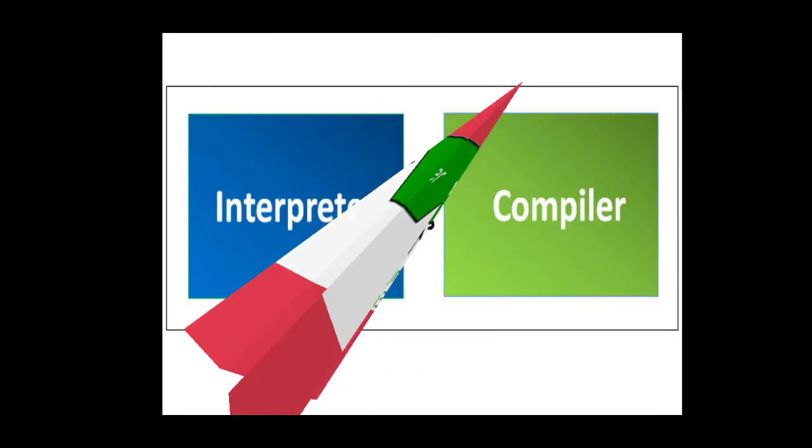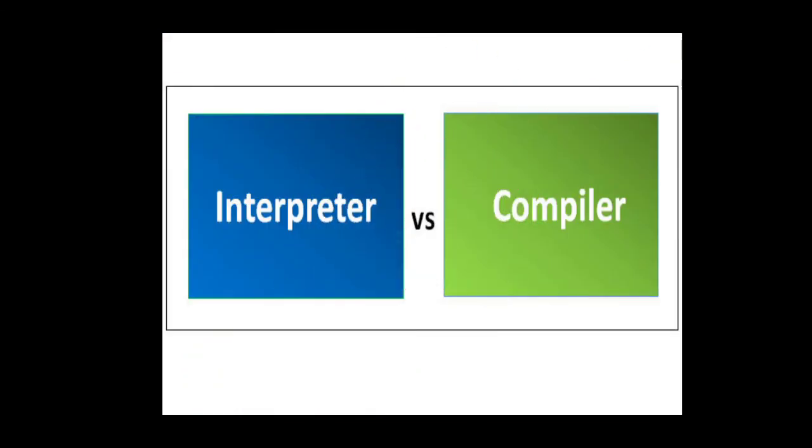And what is the difference between interpreter and compiler? The interpreter will convert line by line, one line after the other line, but the compiler will convert the whole program at once. And in the interpreter, if there is any error, the error should be checked then and there itself. But in the compiler, the errors are reported at the last only.